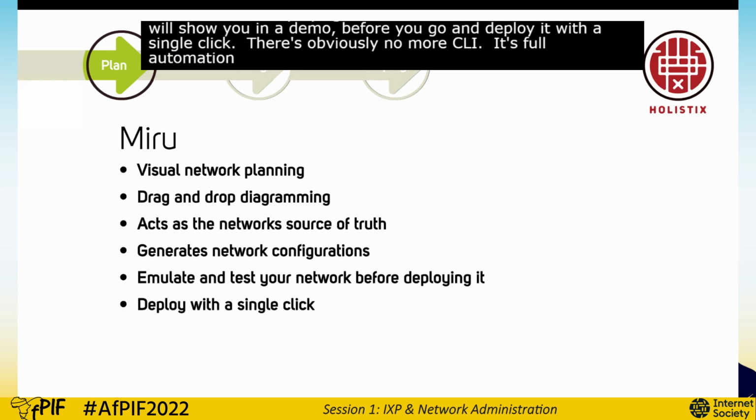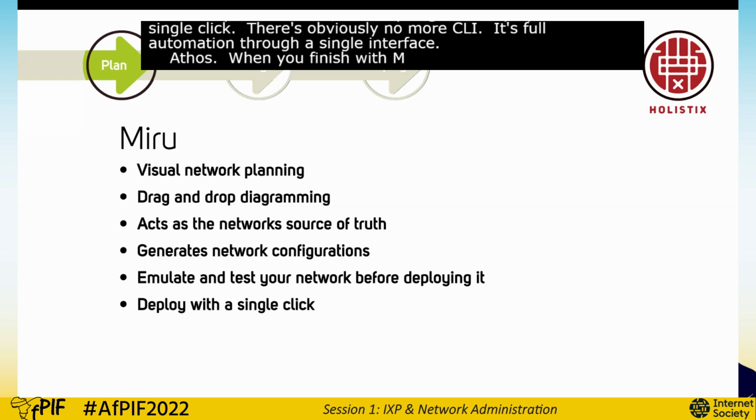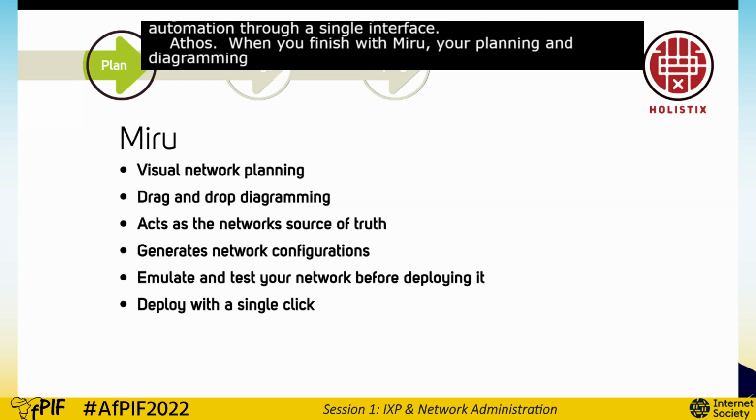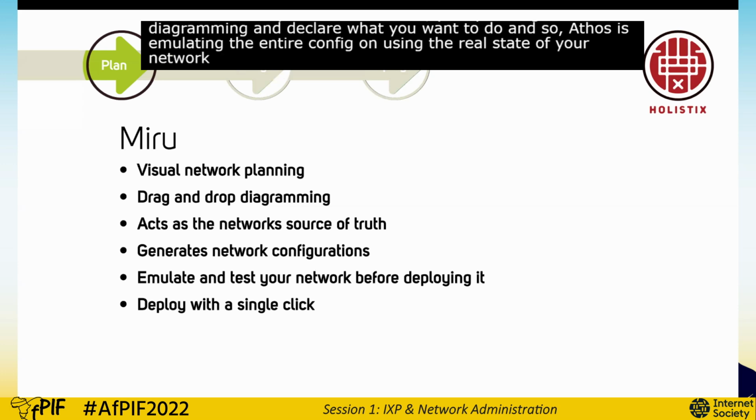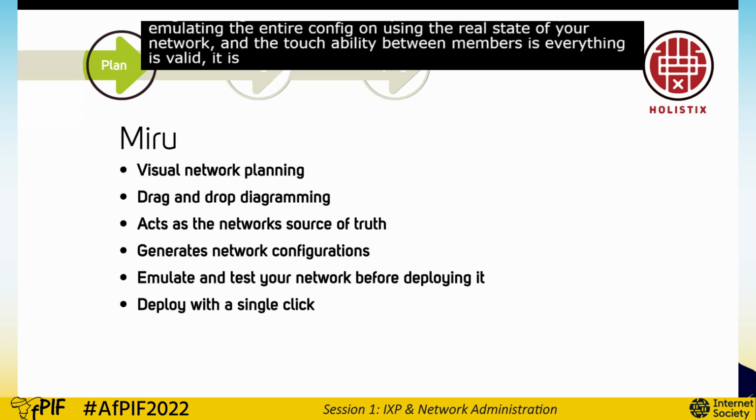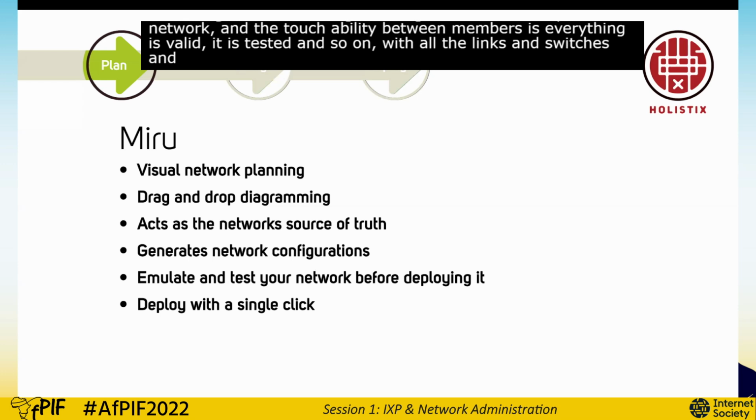Atos, when you finish with Miru, your planning and diagramming to declare what you want to do, Atos is emulating the entire config using the real state of your network, and it tests reachability between the members. Is everything valid? It tests redundancy and so on, turning off links and switches in the emulated environment before pushing it to production.